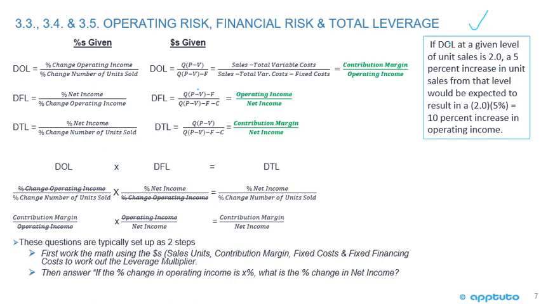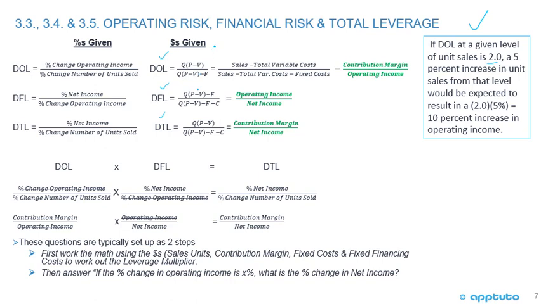Okay? So that's what degree of operating leverage is telling us and giving us. So I just wanted to show the formulas now. How do we calculate that too? Okay? So here I have the formulas for degree of operating leverage, for the degree of financial leverage, and for the degree of total leverage.